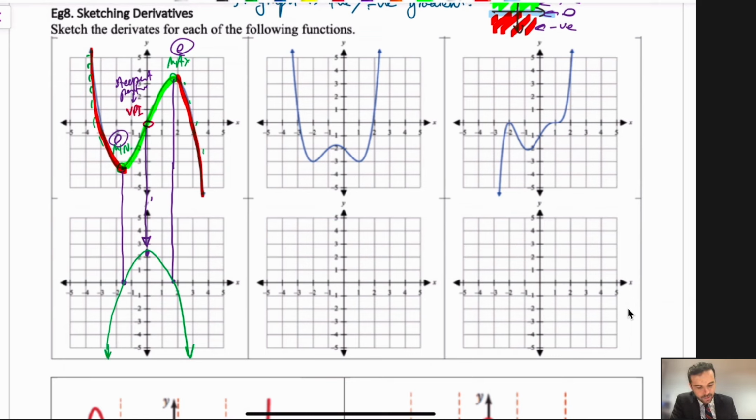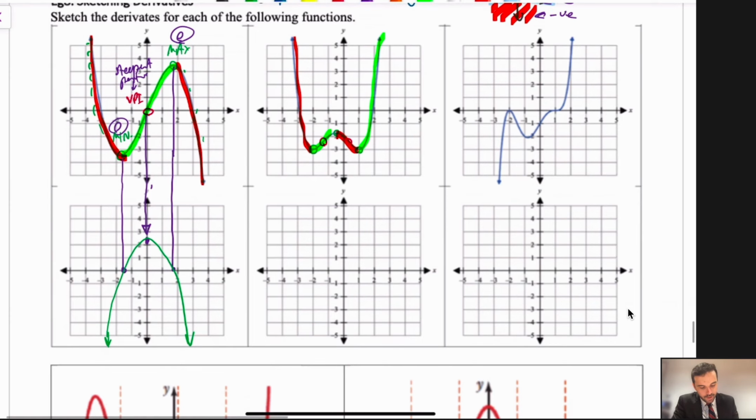Okay, now we're going to fly through these a bit faster. And we've got a VPI here and there. Positive here, negative here, negative here. Okay, that goes there. That goes there. That goes there. VPIs, that's the most positive here, most negative here, and then we fill in the rest of the graph.